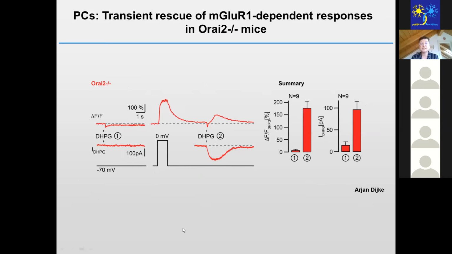And the similarity between the cellular phenotypes of STIM1 knockout mice and Orai2 knockout mice is once more corroborated by the finding that the transient rescue of mGluR1 responsiveness also occurs in the absence of Orai2 when mGluR receptors are stimulated immediately following a depolarization evoked calcium influx. And it's therefore justified to assume that STIM1 and Orai2 have complementary functions in a STIM1 Orai2 complex for the regulation of calcium stores in Purkinje cells.